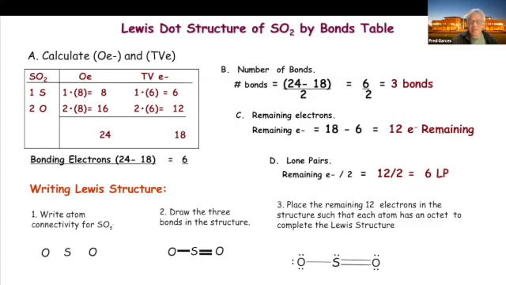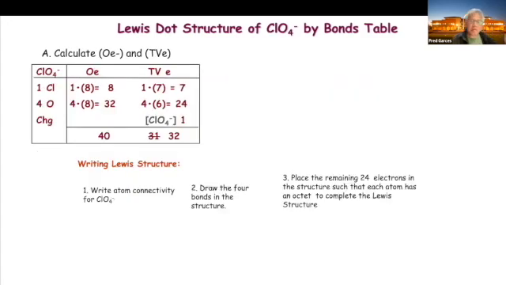It's that easy if you understand the bond table. If you understand the bond table. Let's go to something more difficult. This one's charged. Okay, this one's charged. So we have to account for the fact that there's 1 extra electron in the structure.